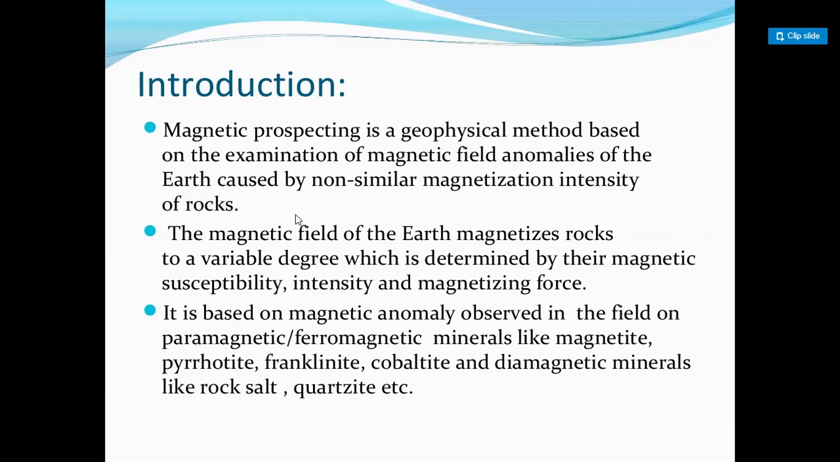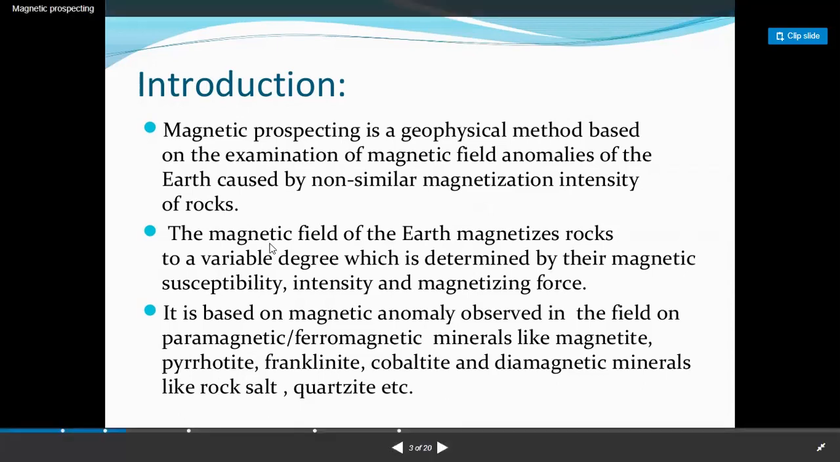So for example, if we observe two rocks, their magnetization intensities are different. The difference is the anomaly. Using those anomalies, we can analyze the study area.